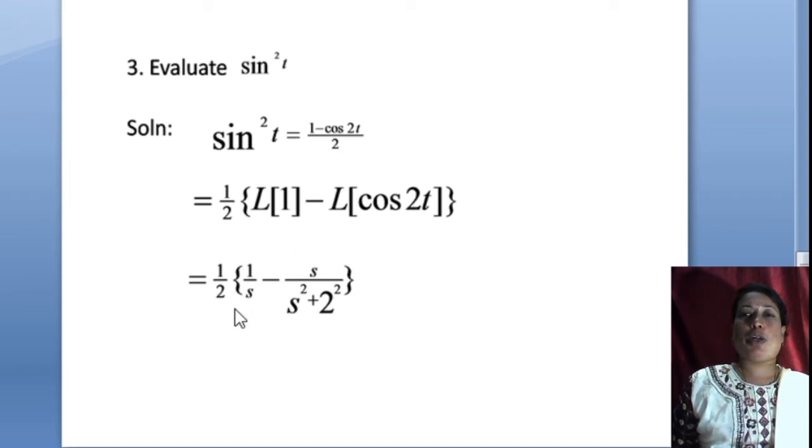So that is equal to 1 by 2 into Laplace of 1, which is 1 by s, minus, using the standard formula, Laplace of cos at, which is s divided by s square plus a square. Here a is equal to 2, so s divided by s square plus 2 square. Further simplification: 1 by 2 into (1 by s minus s divided by s square plus 4).